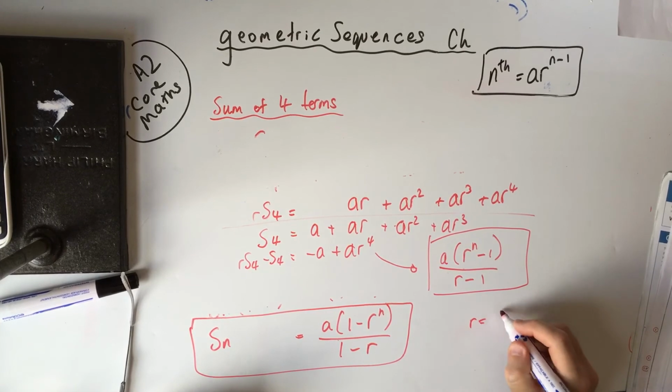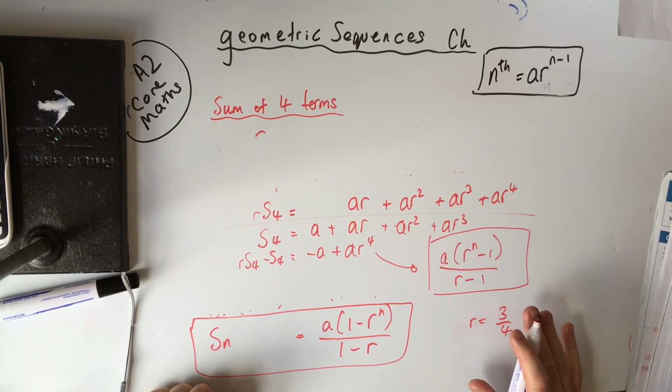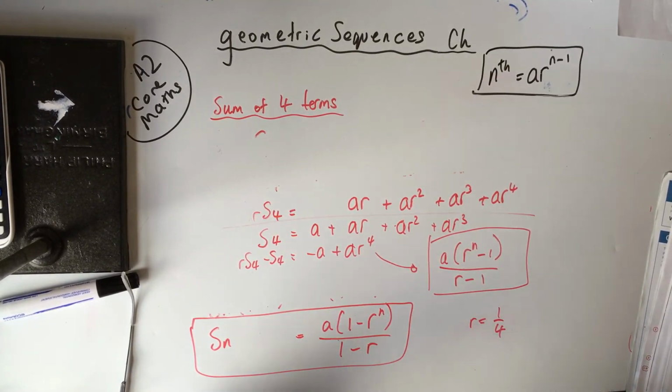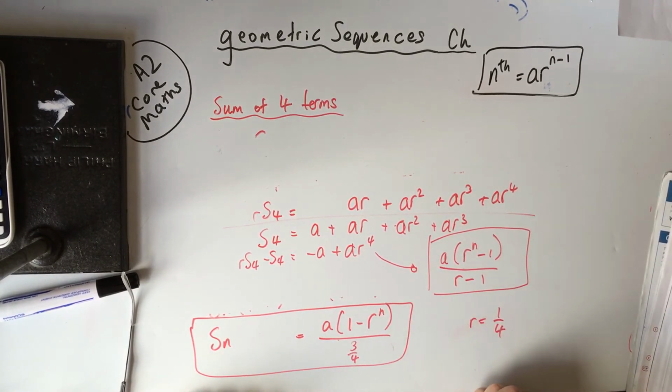Say for instance the common ratio was 3/4 or something like that. No, let's go 1/4, and you were using this one. You go 1 take away 1/4, wouldn't you? You'd have 3/4 on the bottom. So just remember how you divide by 3/4. Back to GCSE, dividing by 3/4 is the same: KFC, keep the first, flip the second, and change divide to times.